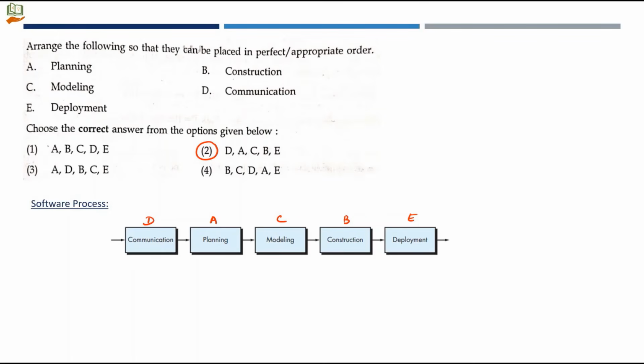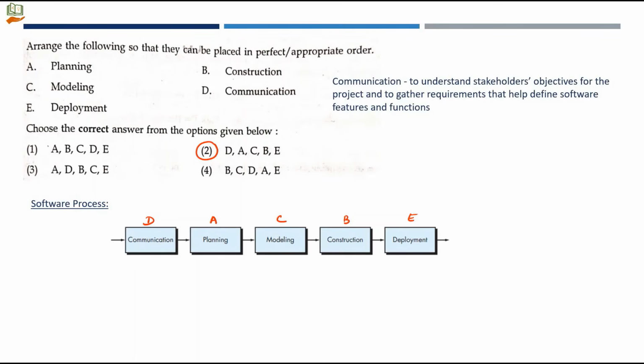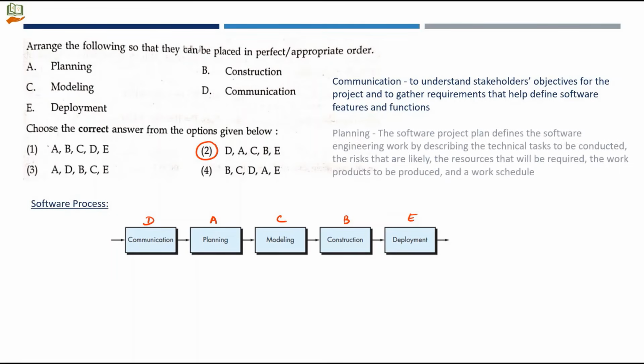Now let's see a word about all these phases. Communication is to understand the stakeholders' objectives for the project and to gather requirements that help define software features and function. What is planning? The software project plan defines the software engineering work by describing the technical tasks to be conducted, the risks that are likely, the resources that will be required, the work products to be produced and a work schedule. All the related plans are coming under this phase.